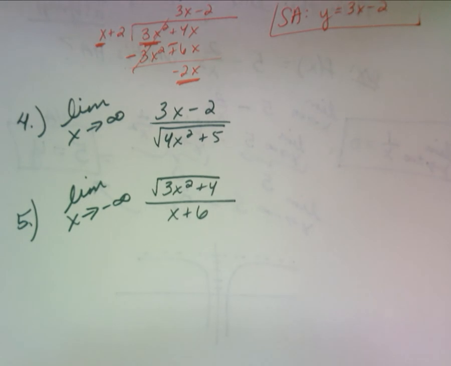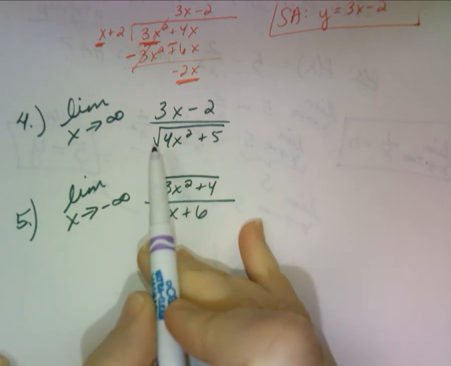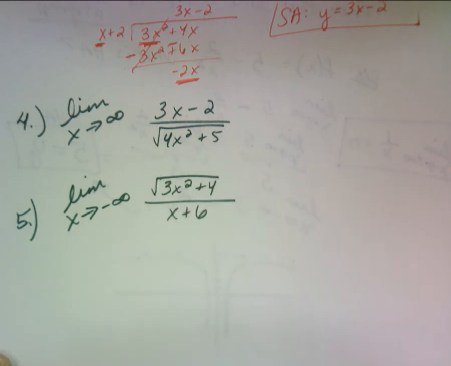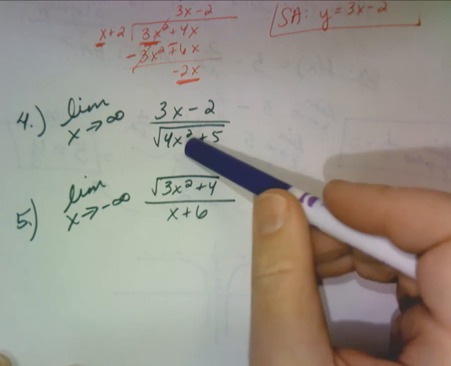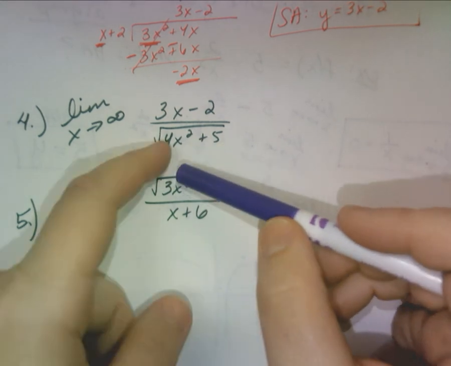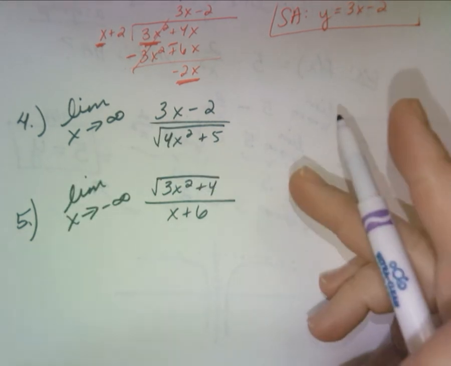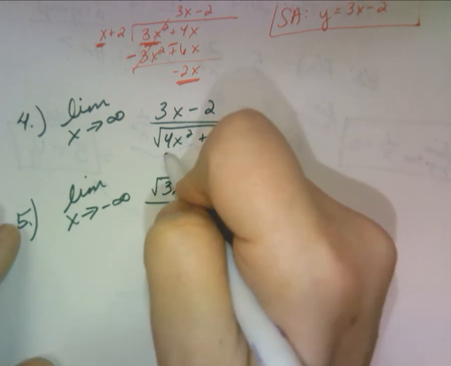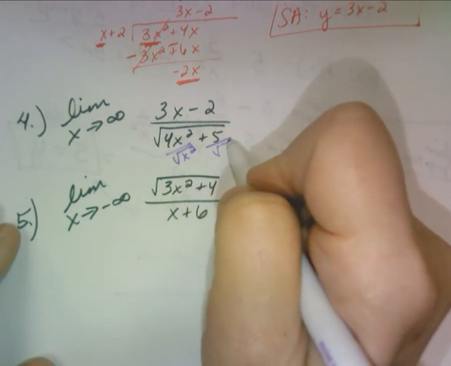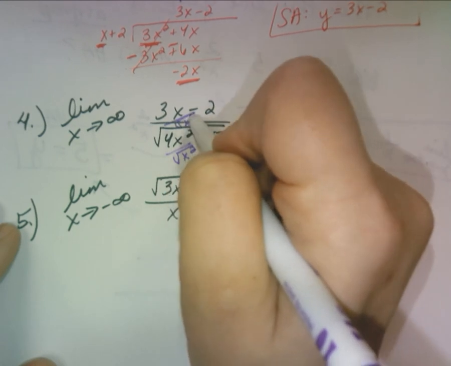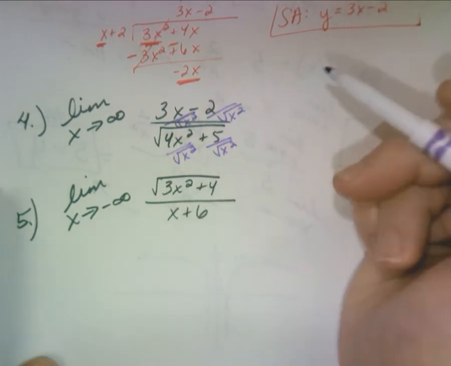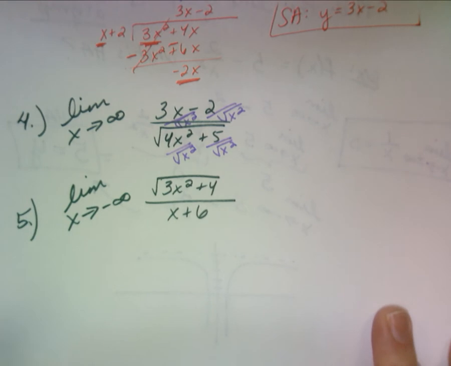Couple things to recall, and this is going to trick you up, especially the second one. What's your highest degree in this one? Looks like x squared, right? But it's under a square root. Would you agree? Okay, so listen to what I'm about to do. I'm going to divide by the square root of x squared, square root of x squared, square root of x squared. There's a method to my madness. Just bear with me. What is the square root of x squared? X. You're wrong. It's plus or minus x.